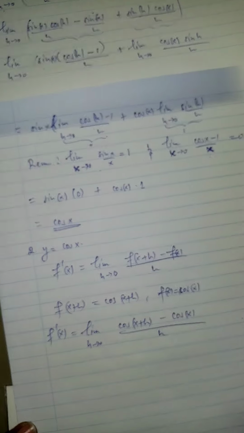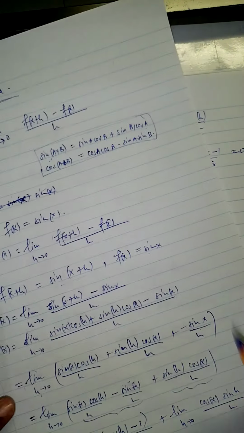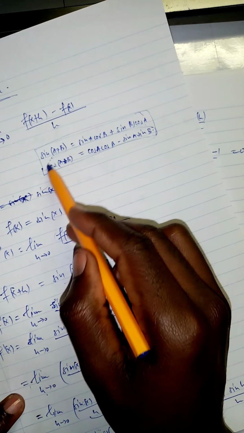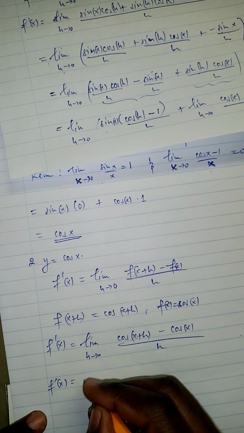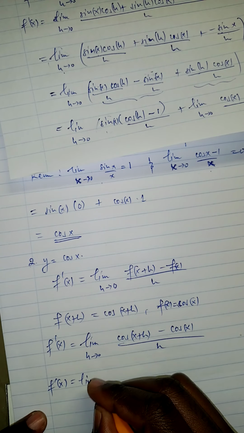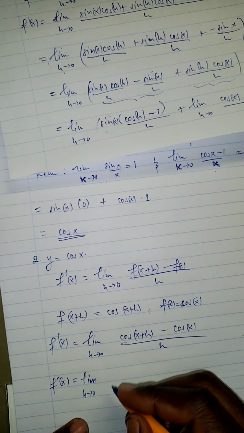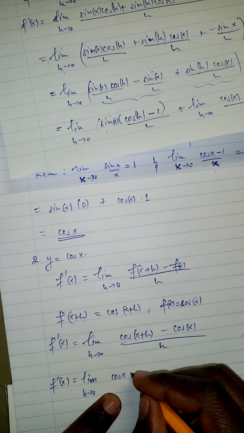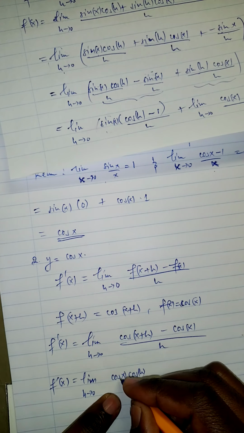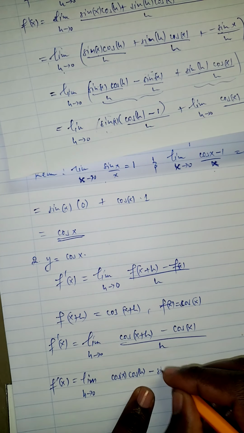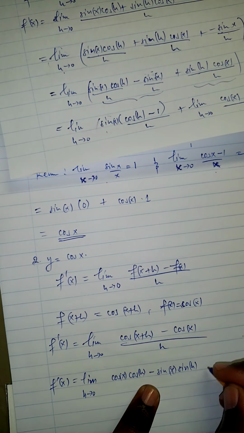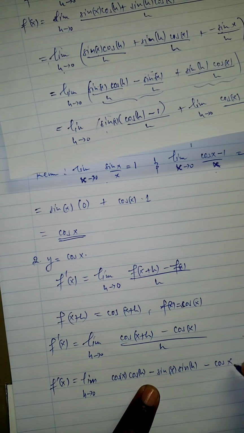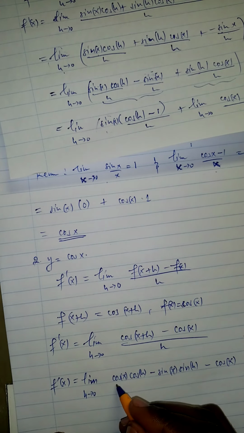Then still we're going to use this identity, that is cos of a plus b. So I'm going to replace cos of x plus h with that identity, which is cos x cos h minus sin x sin h, minus cos x, everything over h.